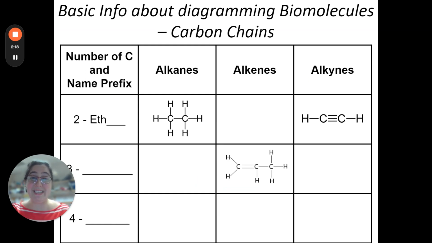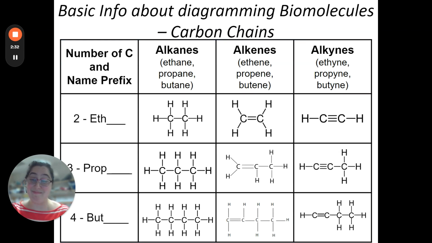So, see if you can fill in this table. If you look at the first part, we've got the number of carbons and the name prefix, and then we've got the actual diagram of the molecule, alkanes, alkenes, and alkynes. Try to fill it in yourself. Here's what it should look like. Check your answers.